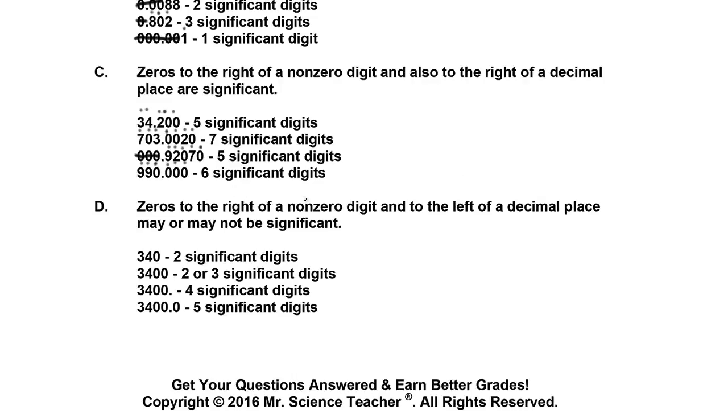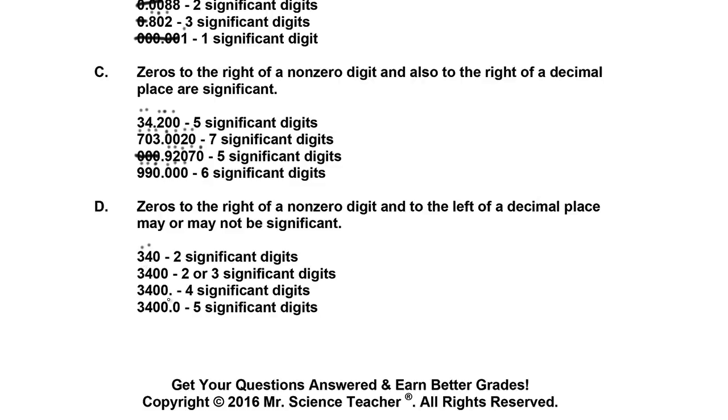Zeros to the right of a non-zero digit and to the left of a decimal place may or may not be significant. This gets a little tricky. You see, this 3 and this 4, these are significant, but this 0 is not. Yes, it is at the end of the number, but it is not to the right of the decimal place. It is to the left. And notice we don't even have a decimal point. So if there's no decimal point here, you know that this last 0 is not significant.